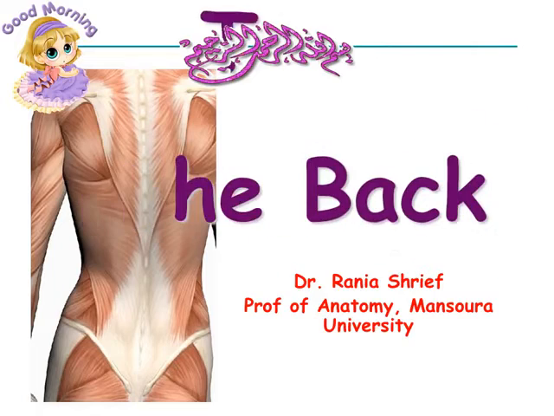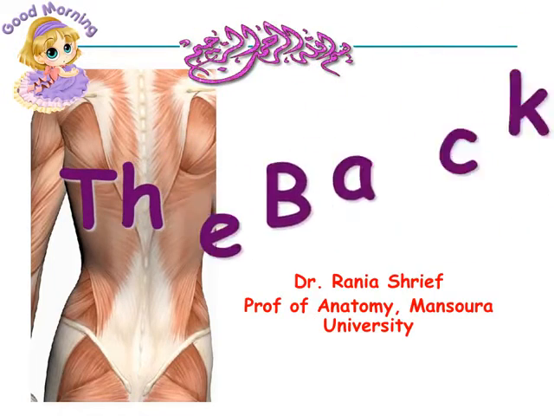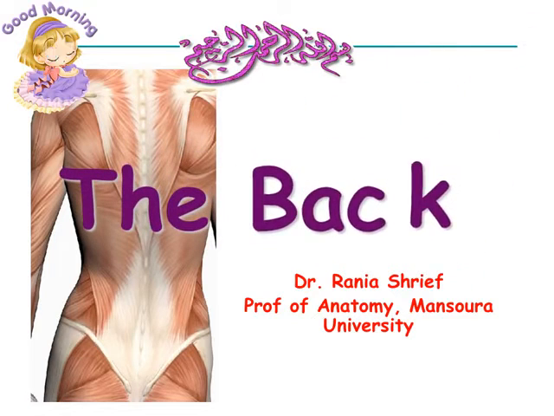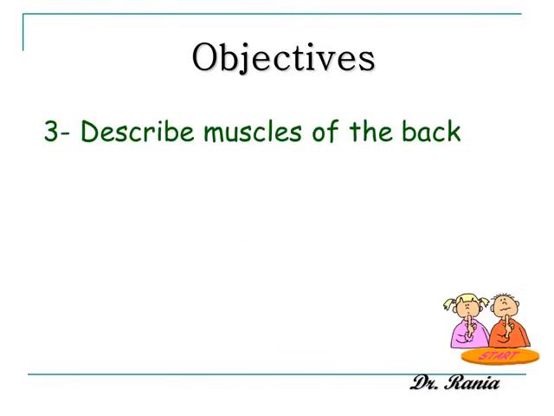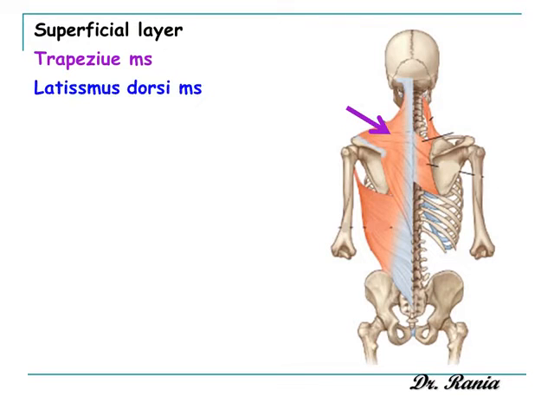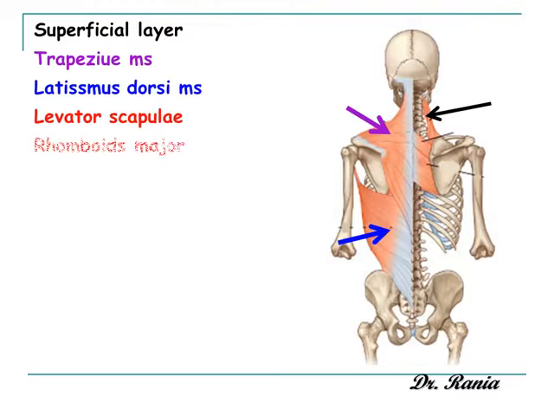Regarding the anatomy of the back, in this lecture we will talk about the muscles of the back. Muscles of the back consist mainly of three layers. The superficial layer is formed of trapezius, latissimus dorsi, levator scapulae, rhomboid major, and rhomboid minor muscles.